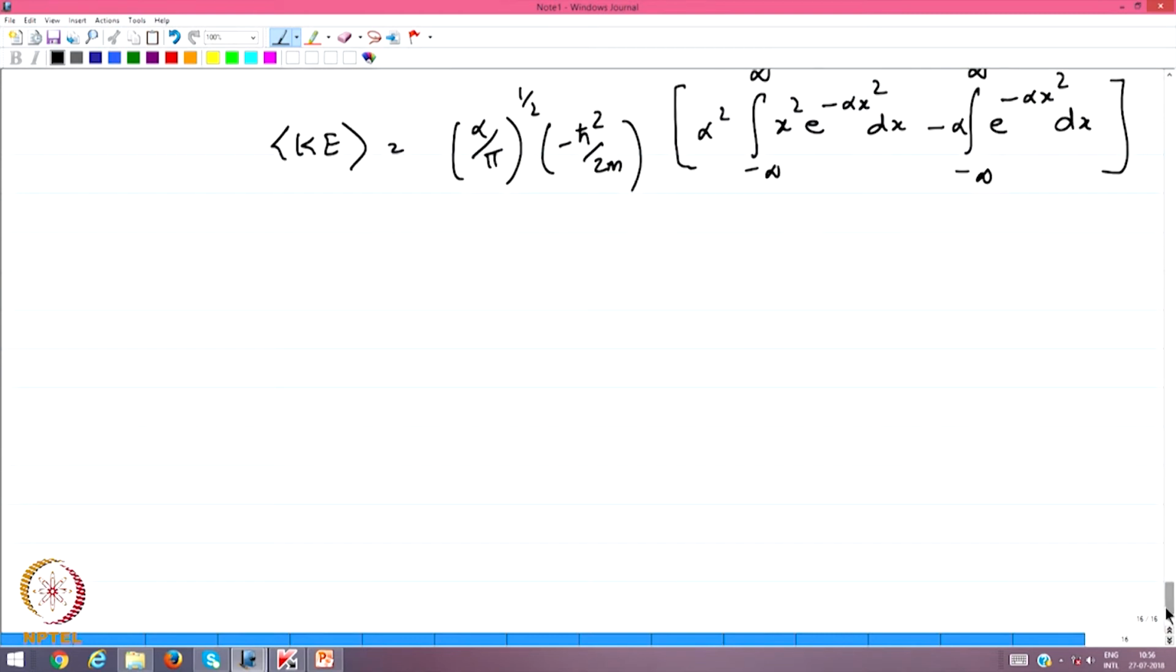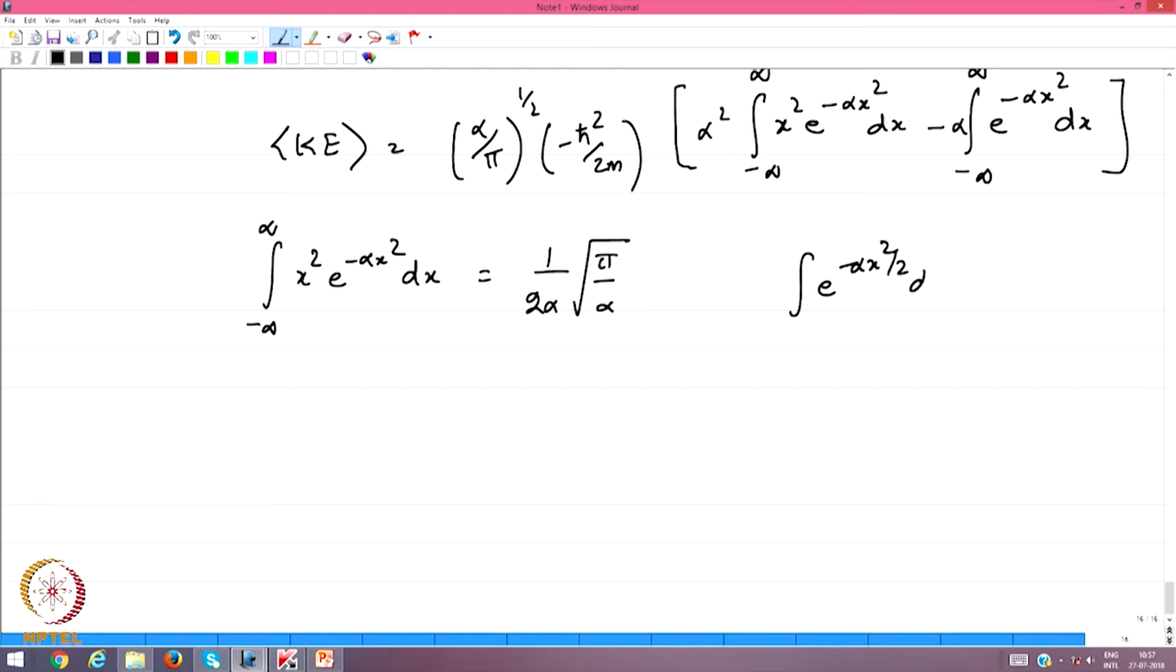So, the integral of x square e to the minus alpha x square dx is a standard integral. The formula is 1 by 2 alpha into root pi over alpha. And the integral of e to the minus alpha x square dx from minus infinity to infinity is root pi over alpha.